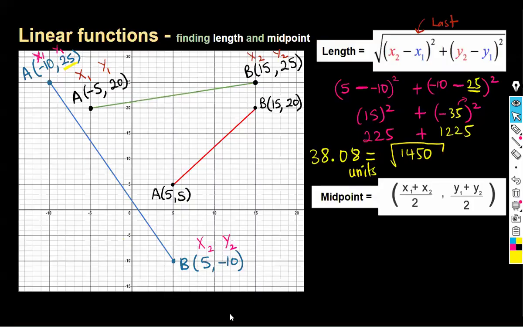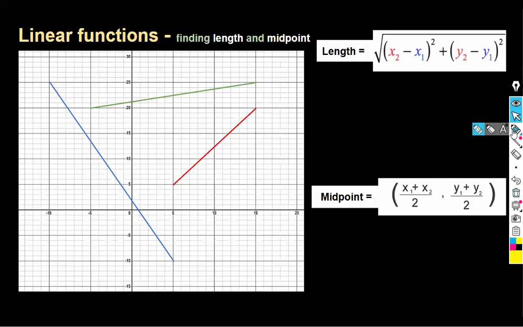So just to make sure I make no more mistakes, I'm going to erase everything. Zip, right? Bam. Let's start fresh. When you're finding the middle of a line, let's start back with the red line. The red line has a beginning. The beginning of the line is 5, 5. And the end of the line is 15, 20. So we could call it X1 and Y1, and X2 and Y2.